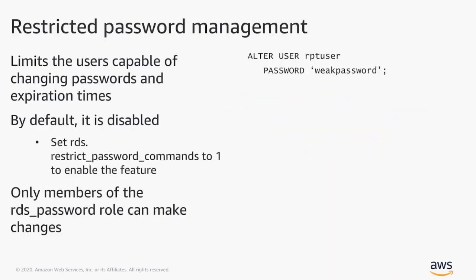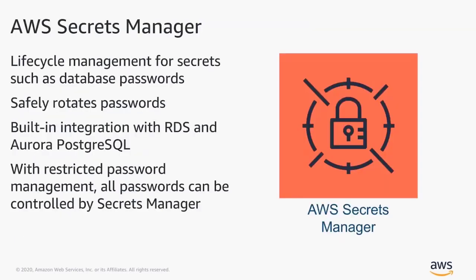So we released a new feature called restricted password management. It's off by default, but when you turn it on by setting rds.restrict_password_commands to 1, then only members of rds_superuser or rds_password can change their passwords. So now when RPT user comes in and tries to set a weak password, that user gets an error. So this way, only restricted accounts can actually change those passwords.